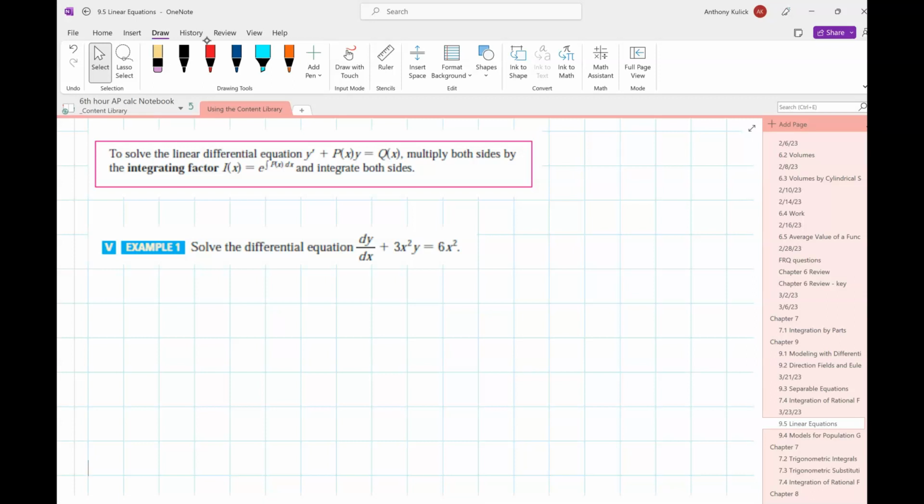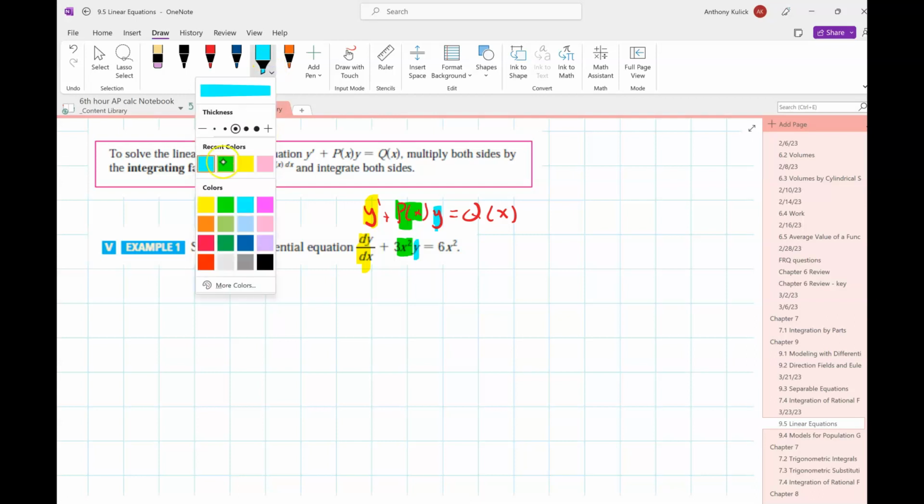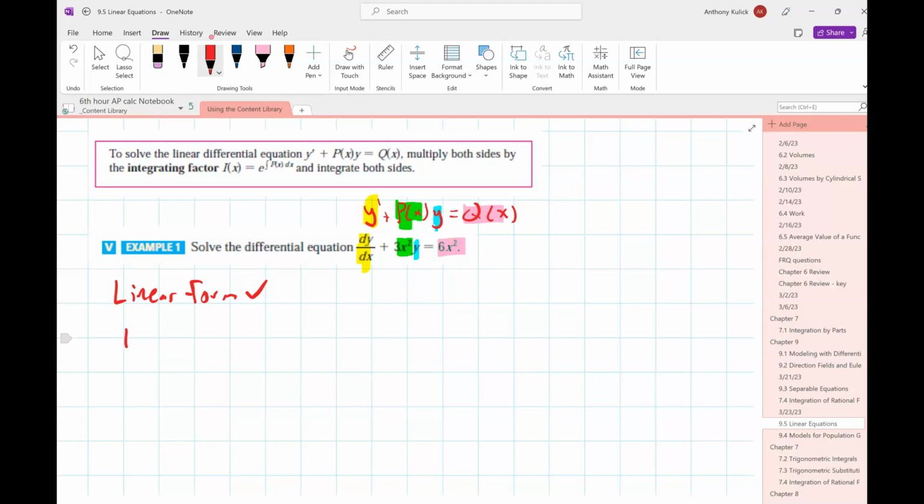I'm going to first start by making sure that I'm in that linear form. I need this to be y prime plus p of x times y equals q of x. So I have y prime, I have p of x times y, and I have another function of x. So it looks good. Everybody okay? All right. So we're in the linear form. Next, we're going to figure out what our integrating factor is. From the above, that is just going to be e to the integral of p of x dx.